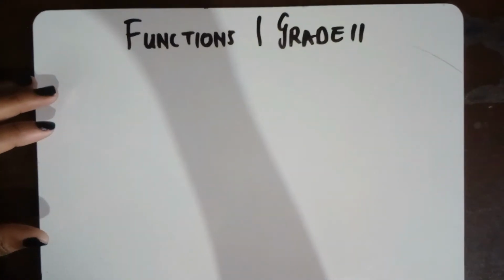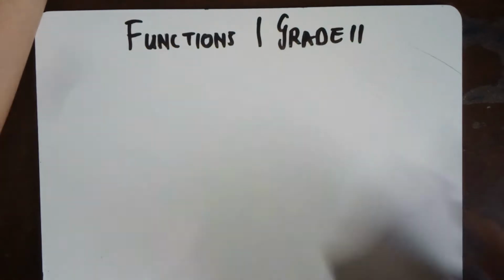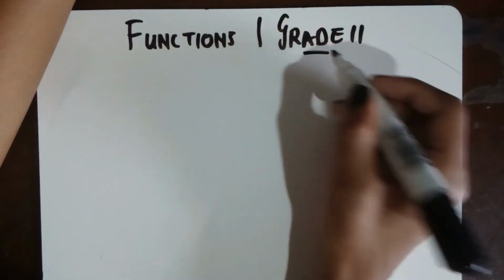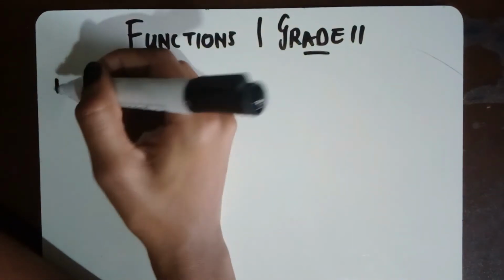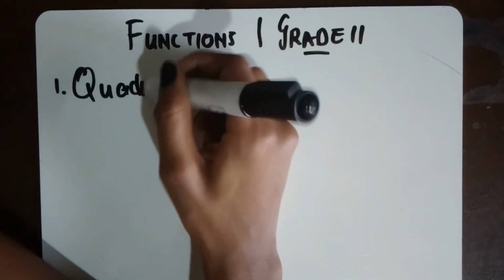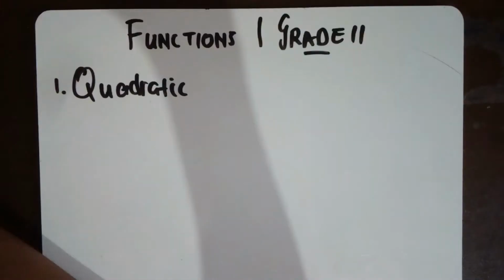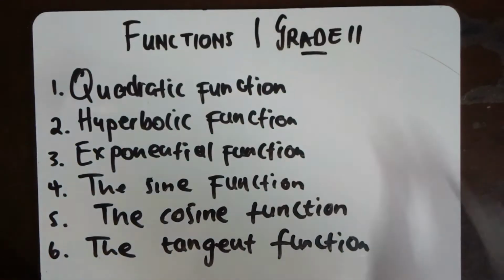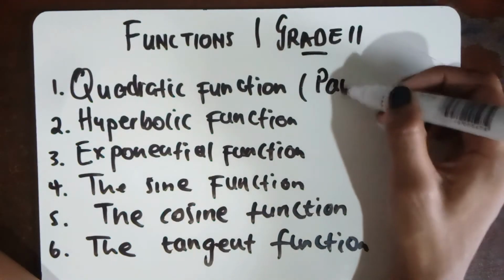Okay, so there are six types of functions that you have to know at grade 11 level. And I think at grade 10 you were introduced to some of them. The first function that you have to know is the quadratic function. I'm just going to write all of them down quickly. So, like I mentioned, the first one is the quadratic function, sometimes called the parabola.